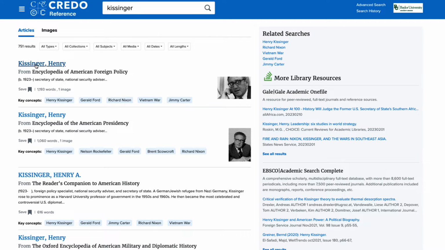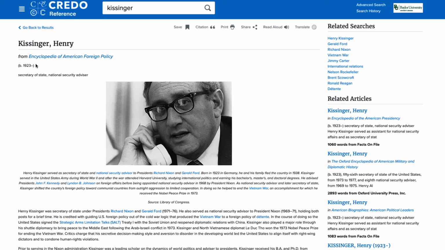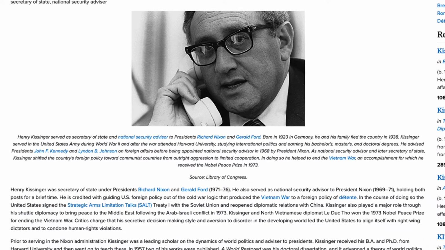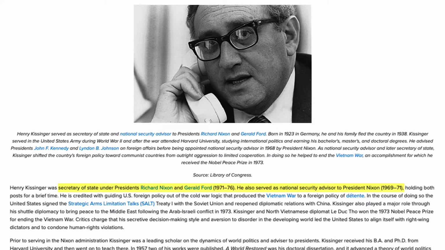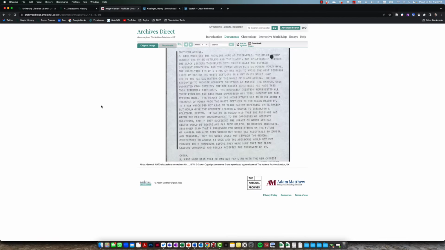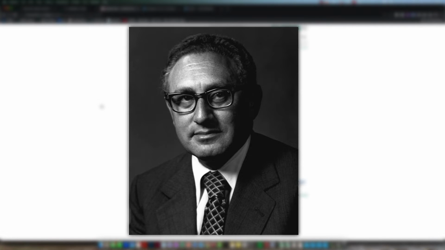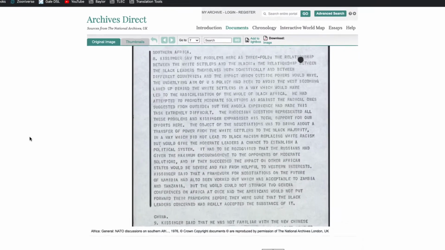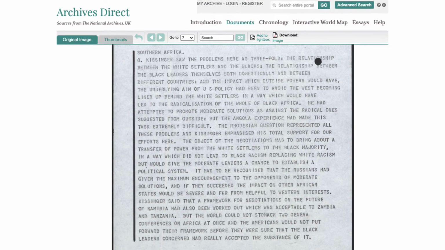If we look at an article from the Encyclopedia of American Foreign Policy, we find out that Henry Kissinger was the Secretary of State under Presidents Nixon and Gerald Ford, and the National Security Advisor under President Nixon. So when the document is talking about Kissinger and what Kissinger said, it's talking about this guy, Henry Kissinger, and we know a little bit about who he is from that tertiary source. Another thing we might be asking ourselves is how might these circumstances being talked about in this document have affected the content?